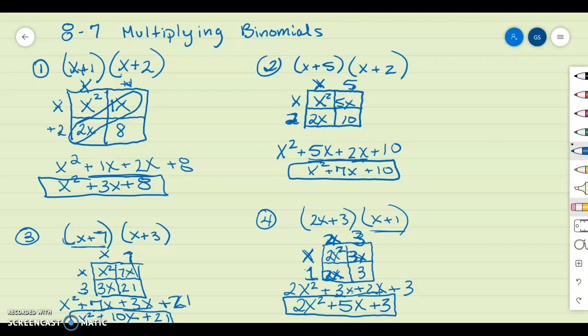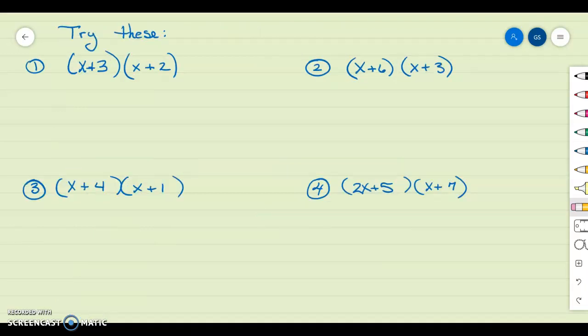Okay, so what do you think? You think you're ready to try a few on your own? I did 4 with you, and I'm going to give you 4 to do on your own, and then you're done. You're going to copy these problems down, work them out, and when you are done, hit pause while you're doing it, and then when you're done, come back, hit play, and you will see the answers. We'll see how you did.